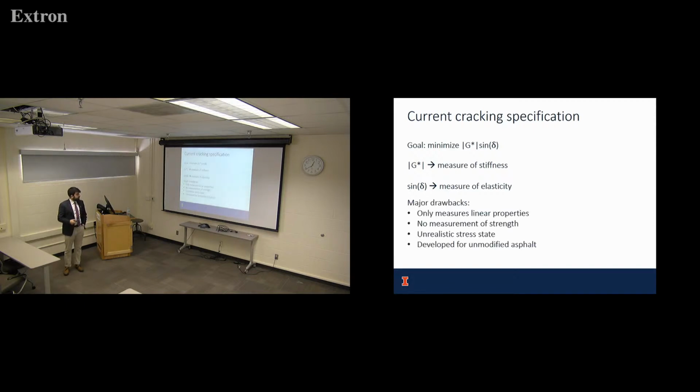However, there are some drawbacks. This technique only measures the linear material properties. We actually don't touch strength even. There's no strength-based specification right now for asphalt binder, so we're not actually measuring what's happening when a crack is occurring, or when we think a crack is occurring, and what we've investigated here. So this is a big issue.